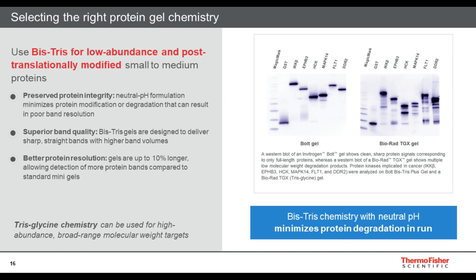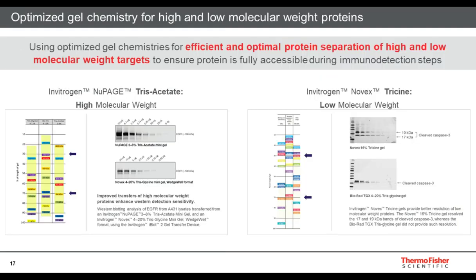While we focus on Bis-Tris gels for the detection of low abundance targets, Tris glycine gels, which are a popular chemistry to be used, are certainly useful for detection of high abundant and broad range molecular protein targets. Detection of proteins, whether low or high abundance, is most efficient, clean, and optimal when the protein target is resolved in the middle portion of the gel.